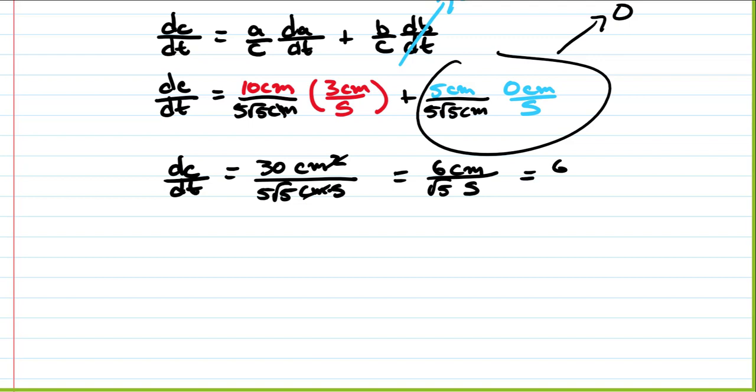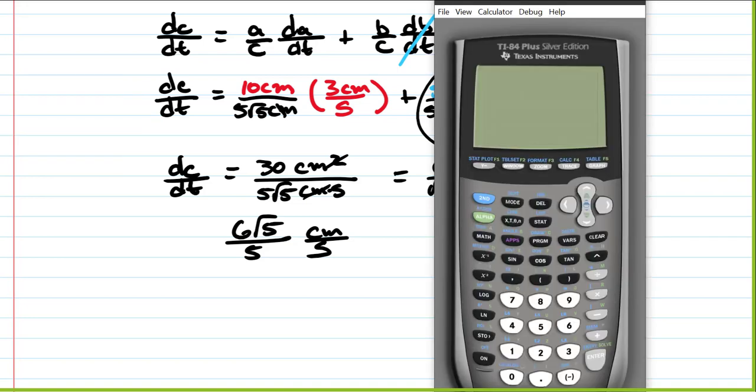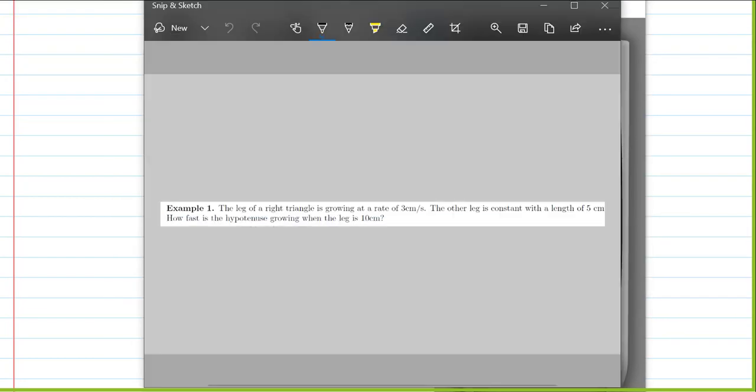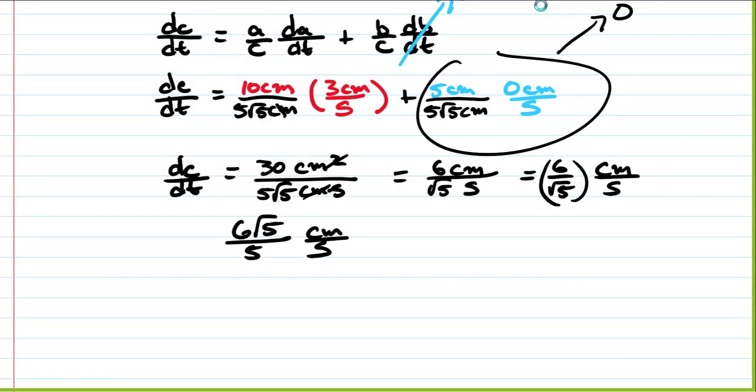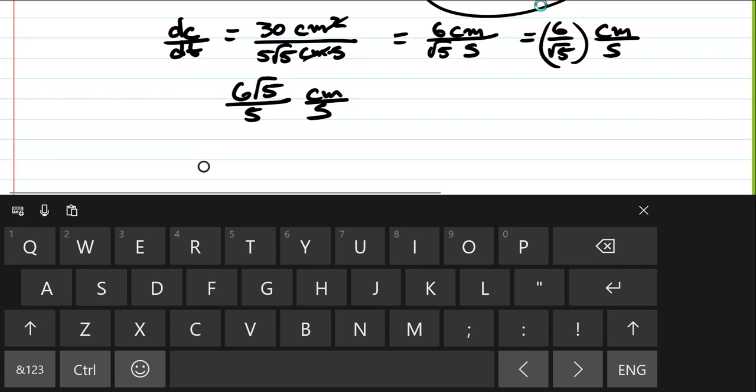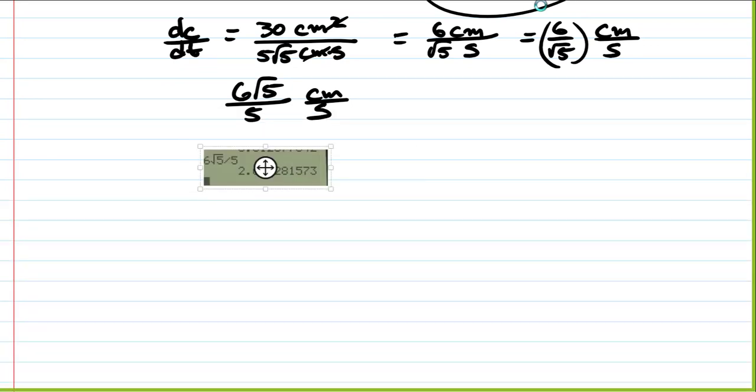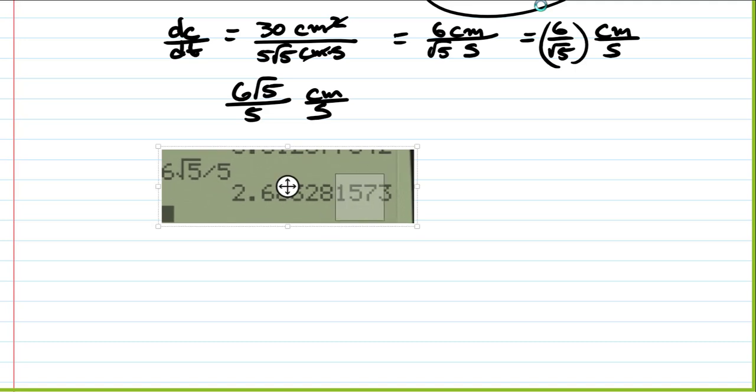So this is a perfectly good answer. I know in the past they tell you to rationalize, and there's nothing wrong with multiplying the top and the bottom by the square root of 5 to get 6 square roots of 5 over 5 centimeters per second, but it's probably more telling to have a decimal approximation. So 6 times the square root of 5 divided by 5 gives us that the hypotenuse is growing at a rate of 2.68 centimeters per second, approximately.